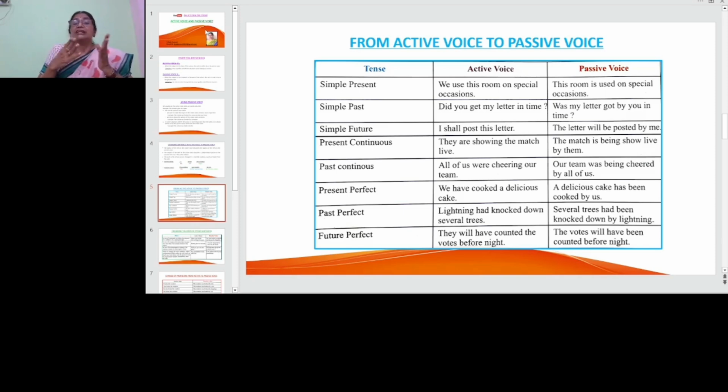Now present perfect. We have cooked a delicious cake. So a delicious cake has been cooked by us. Now past perfect. Lightning had knocked down several trees. Several trees had been knocked down by lightning. Now future perfect. They will have counted the votes before night. The votes will have been counted before night.